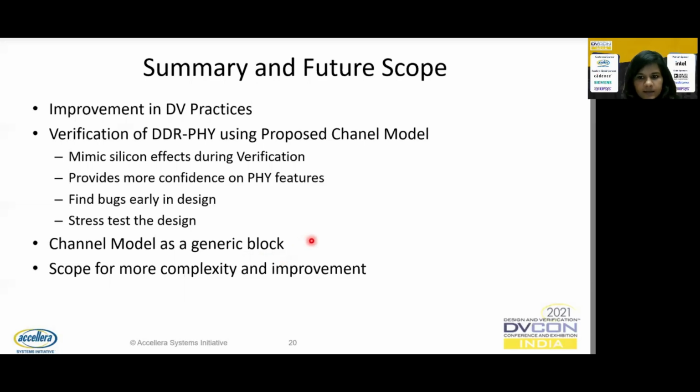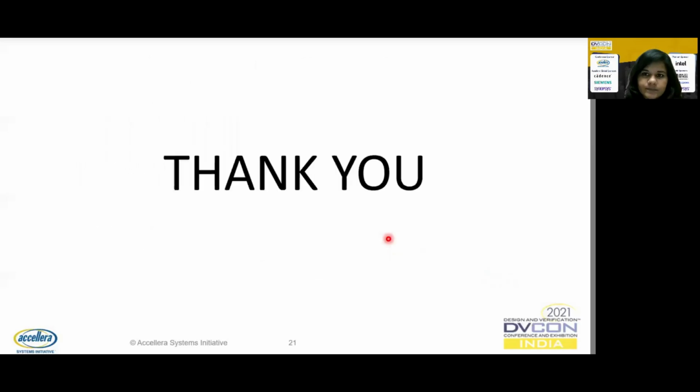Is this the end then? No, by no means. The proposed channel model is a very basic one and there is a scope for improvement. It can be modeled using real number modeling and using frequency domains. X models can be used for characterizing the analog behavior in the digital domain. Factors like voltage variation, channel losses, attenuation, and impedance can also be considered in the channel model to create a mixed signal kind of environment.